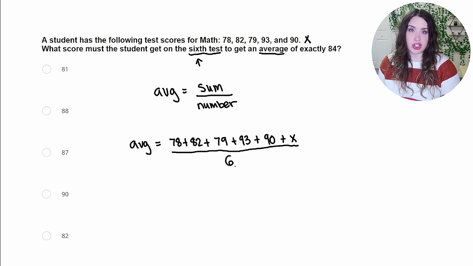Now we know what the average is supposed to be in the end. It's supposed to be 84. So we're going to go ahead and plug that in over here for the average. So plugging that in, 84.